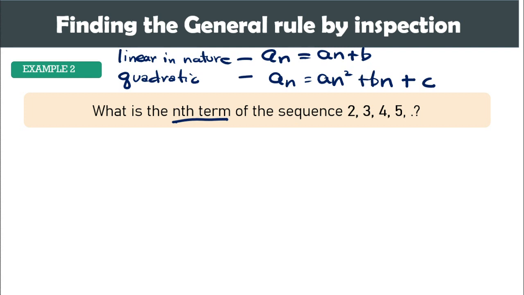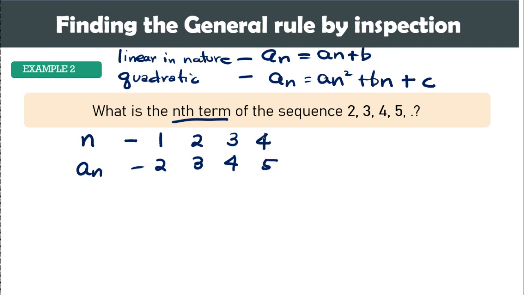So let's go to our example. What is the nth term of the sequence 2, 3, 4, and 5? To solve for this, we are going to use inspection. So we're going to make a table. First is n, or the term number. So a sub 1 will give us 2. A sub 2 will give us 3. A sub 3 is 4. A sub 4 is 5.